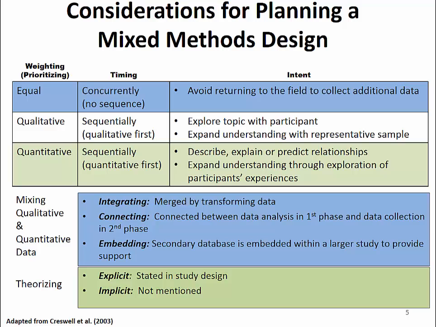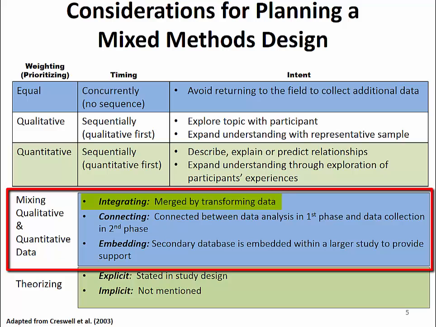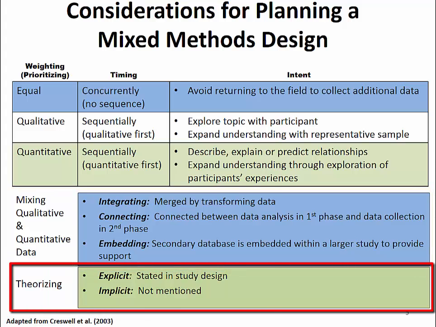Mixing of data may occur during data collection, analysis, interpretation, or during all three. Quantitative and qualitative data are integrated or merged by transforming themes into counts and comparing counts with descriptive data. In some cases, the mixing of the quantitative and qualitative research is connected between the end of one phase and the beginning of the other. Mixing of data can also occur by embedding one type of data within a study that primarily uses the other form of data. Typically, theories, frameworks, or hunches inform studies. Researchers must decide if a theoretical perspective will be explicitly incorporated into the research design or not mentioned at all.